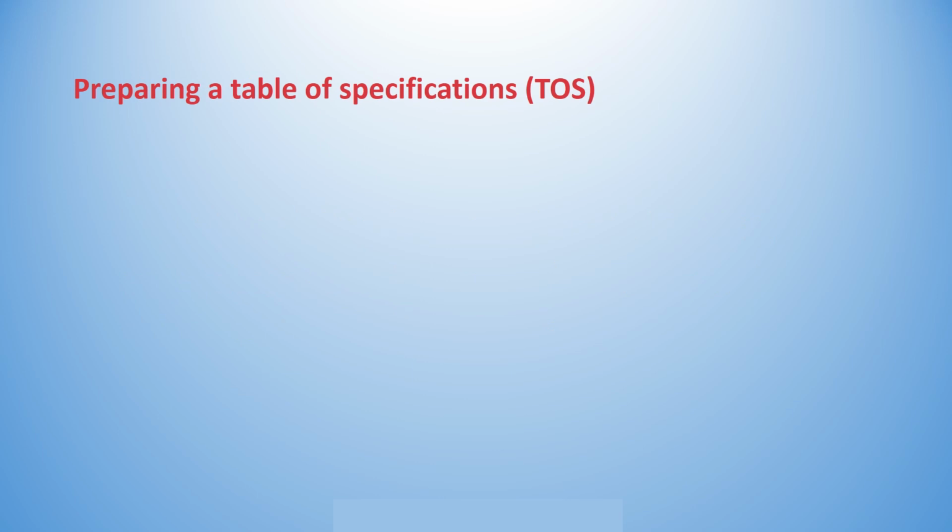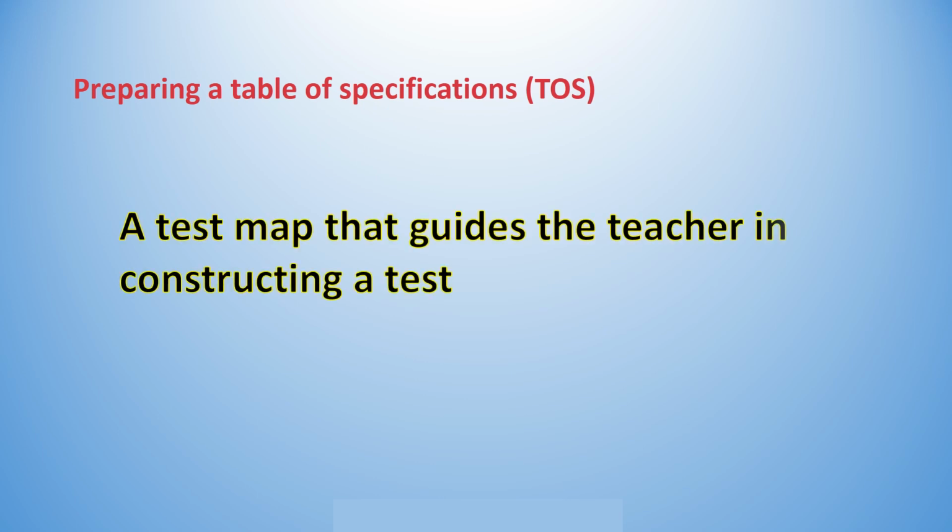Step 3. Preparing a table of specifications, TOS. A table of specifications or TOS is a test map that guides the teacher in constructing a test. The TOS ensures that there is a balance between items that test lower-order thinking skills and higher-order thinking skills.